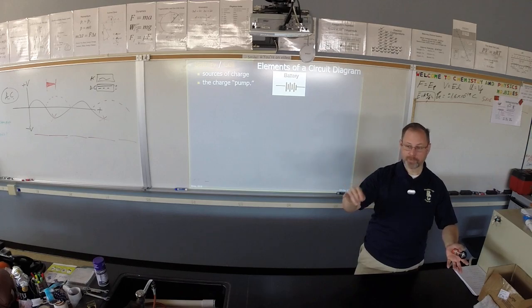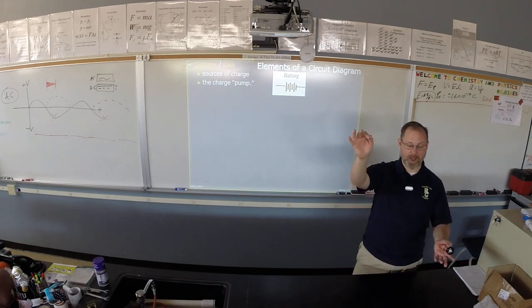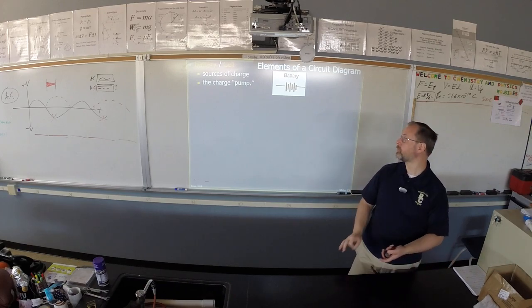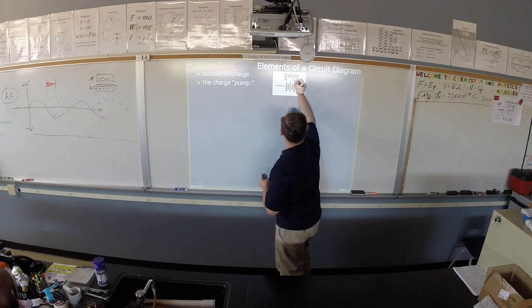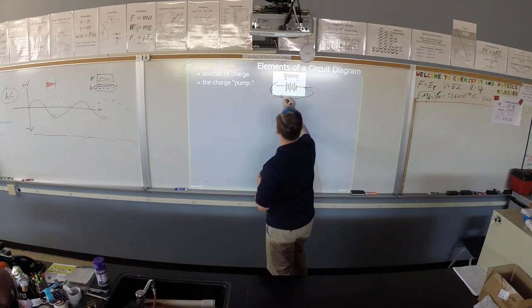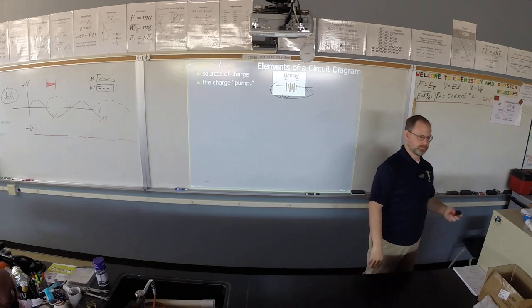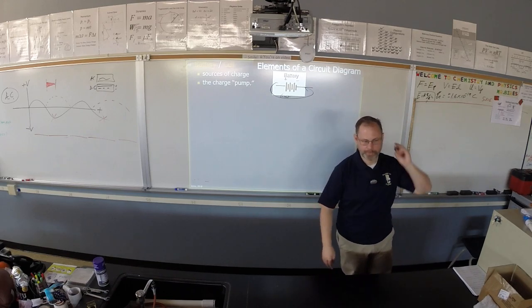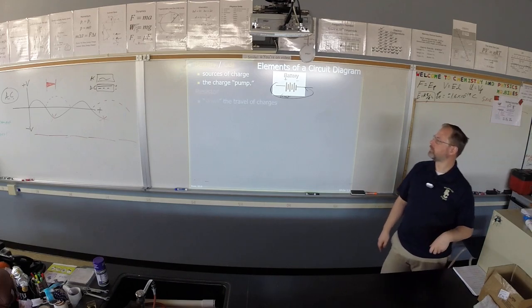So current travels from a positive potential to a negative potential, or from a high potential to a low potential. If our battery has a positive here and a negative here, the current flows that direction. This is the current. That's really important: current travels from positive to negative.